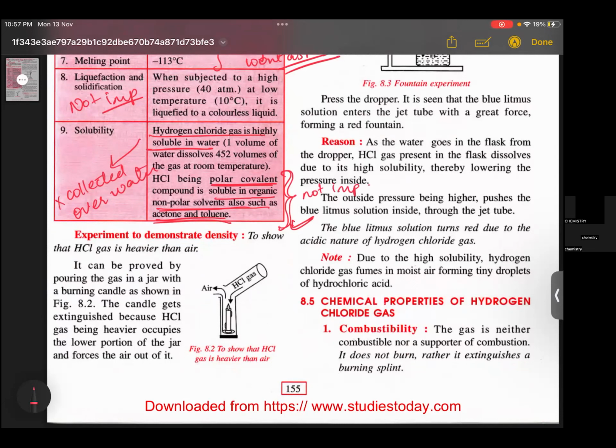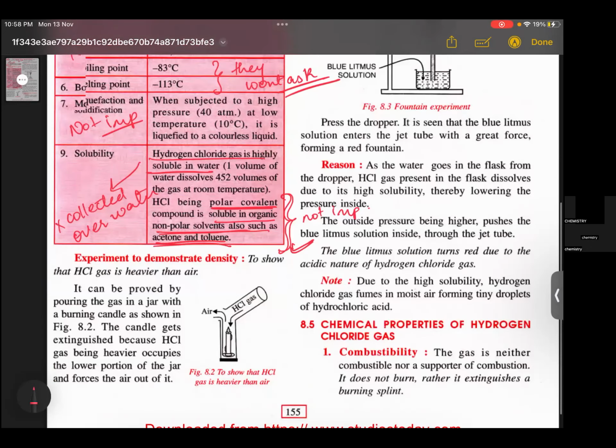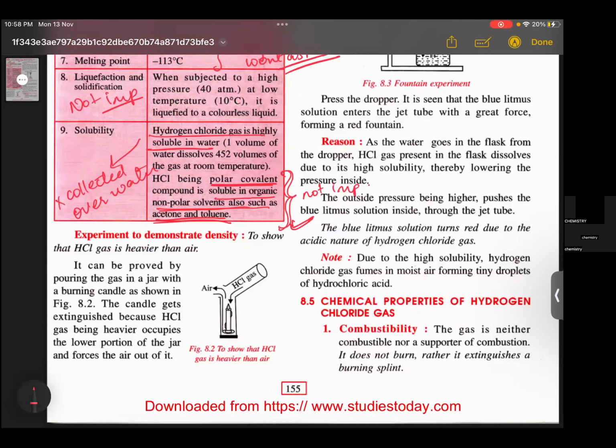Now we're going to do an experiment. We're going to do two experiments to show that hydrogen chloride gas is heavier than air. Our first experiment is we're going to take a candle in a jar and we have another jar of HCl. Now we know that the candle is lighting, but as soon as we tilt the HCl jar over this, the HCl, being heavier than air, will take up the place of air and the air will be forced to rush out. Thus, the candle will burn out.